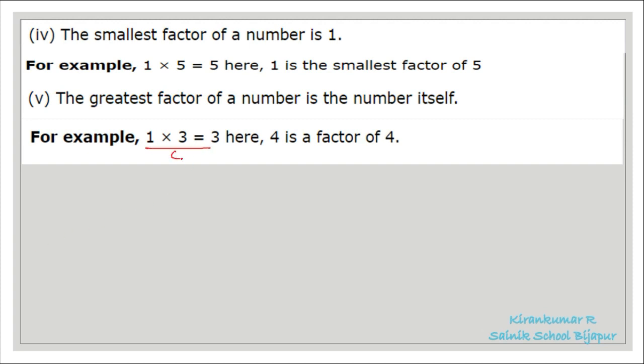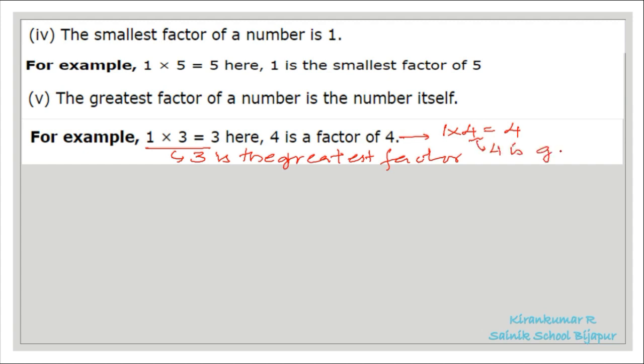In this, 3 is the greatest factor. 4 is a factor of 4. The reason is 1 multiplied by 4 gives 4. 4 is the greatest factor.